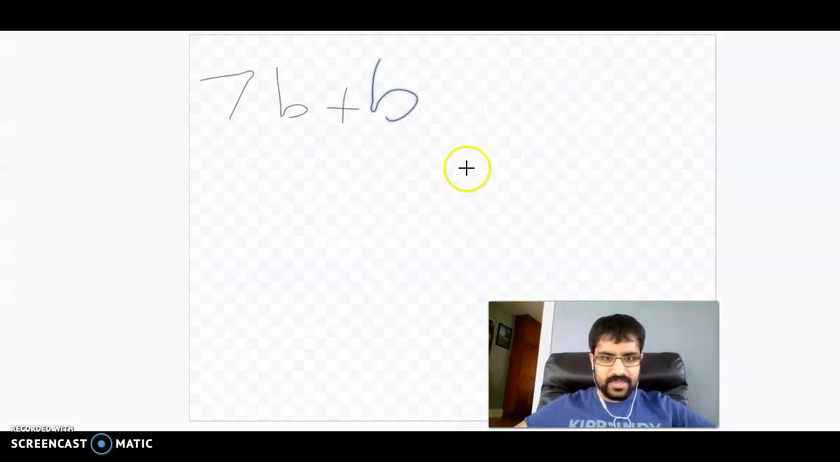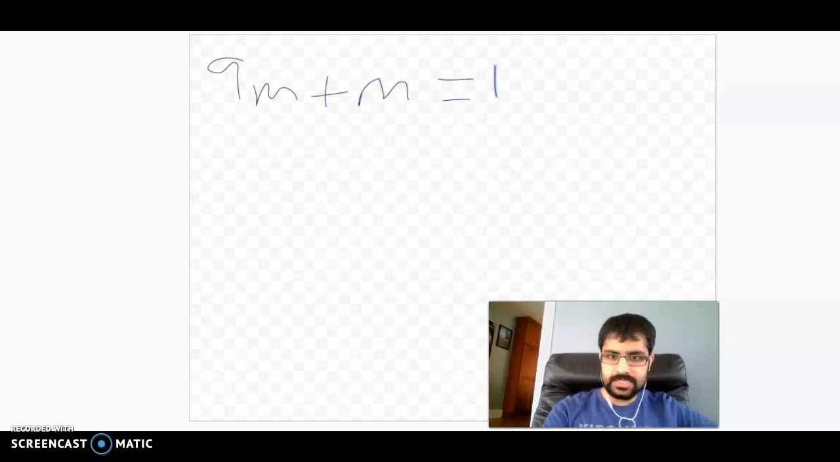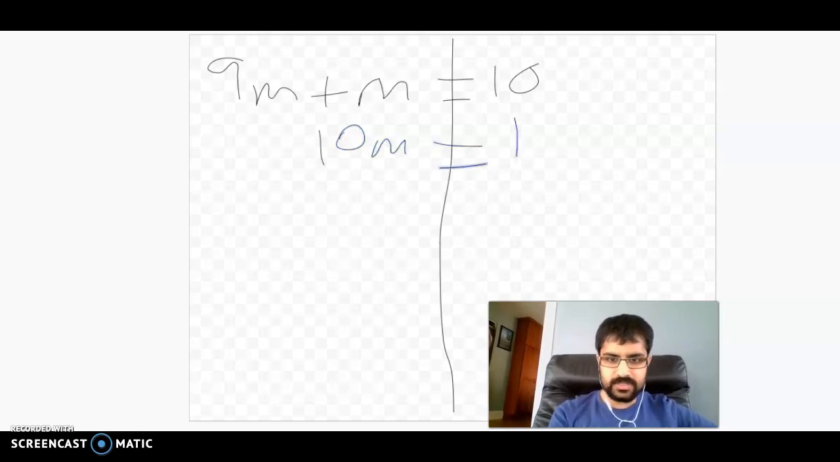What is inside that m? 9m plus m equals 10. I'll draw my line down. My coefficient for my m is still 1, just like in the last example, so I combine these two and get 10m. Ooh, this division is going to be real easy.